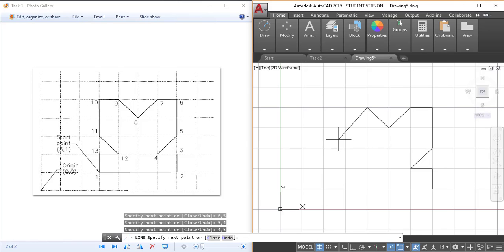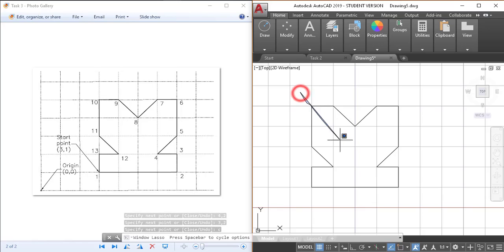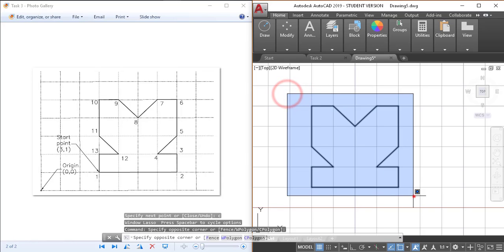Similarly the coordinates of 10th point will be 3, 5. The coordinate of 11th point will be 3, 3. The coordinates of 12th point will be 4, 2. The coordinate of 13th point will be 3, 2. And then we have to type C to close the diagram. Okay, so this is the absolute coordinate system.